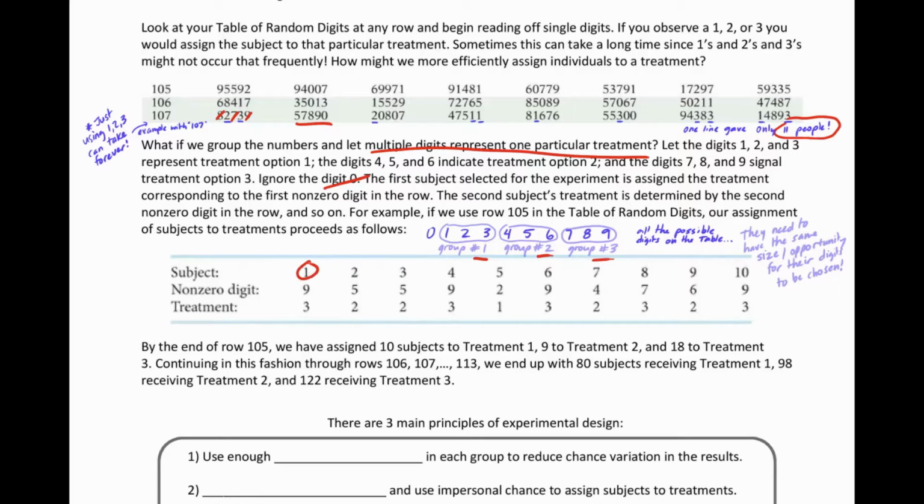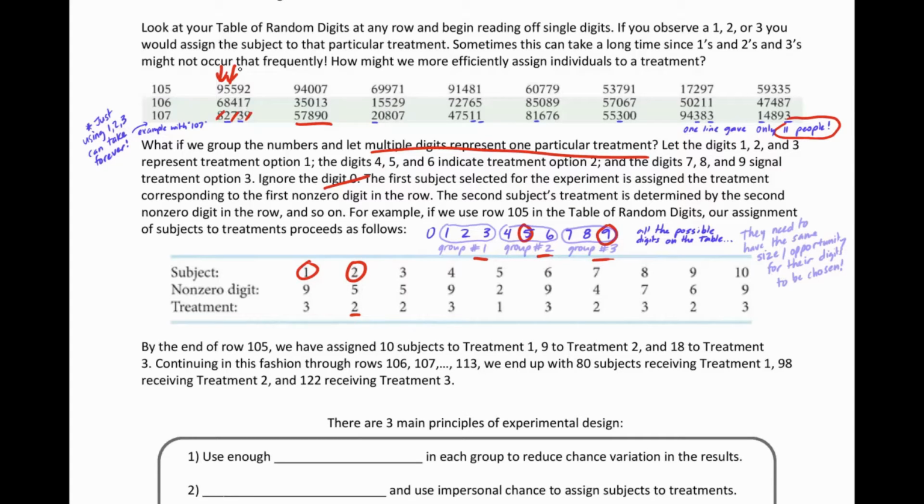So the first subject that came in to this experiment got assigned the digit 9. That's the first number in line 105. And so they went to treatment number 3 because that's where 9 was grouped. The second person got assigned this digit, 5. 5 happens to be in this second group, and so they got assigned to the second treatment.